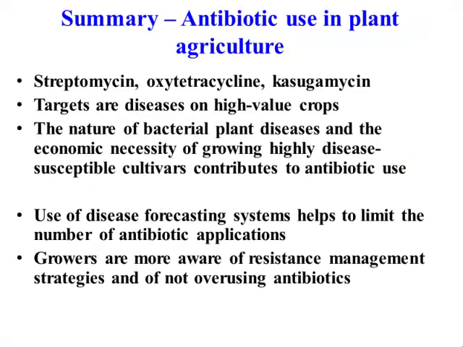But again, the use is relatively low compared to other agricultural uses. We have 3 antibiotics that are used: streptomycin, oxytetracycline, kasugamycin. Again, the targets are high-value crops, and in these crop systems we do have stewardship-type mechanisms, disease forecasting systems that help to limit applications, and I think growers are becoming more and more aware of resistance management issues, especially with the onset of streptomycin resistance in the fire blight system.